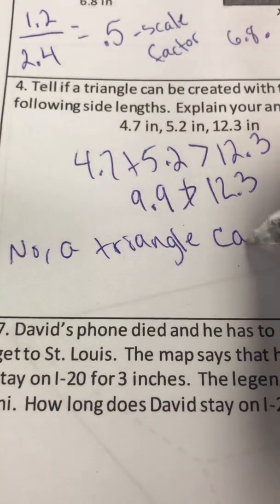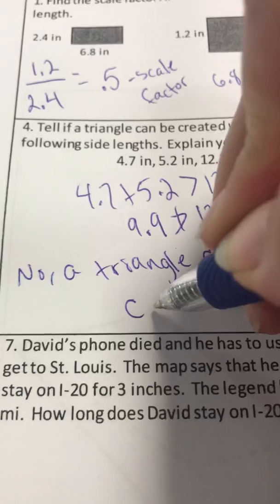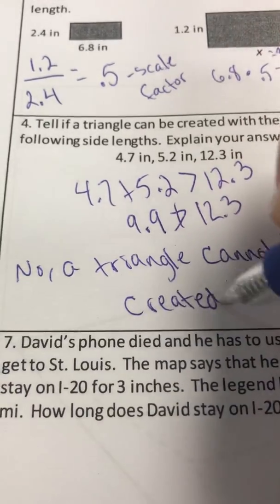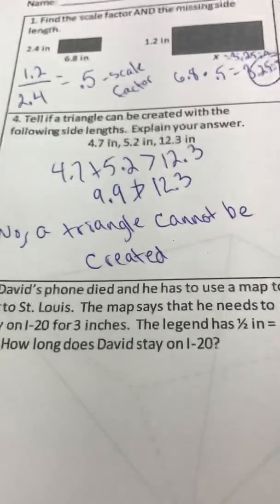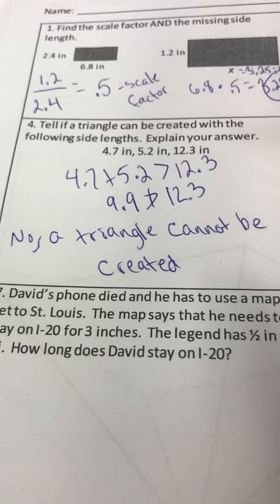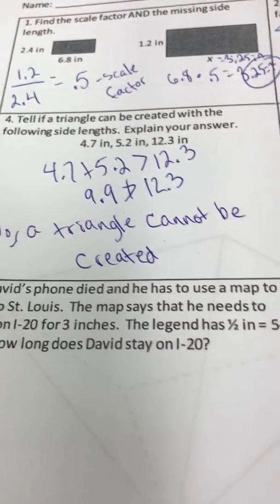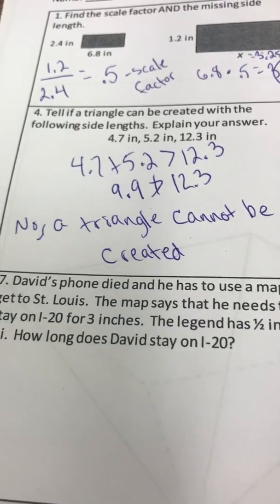a triangle cannot be created. And because we showed the math here, that explains our answer. Questions? All right.